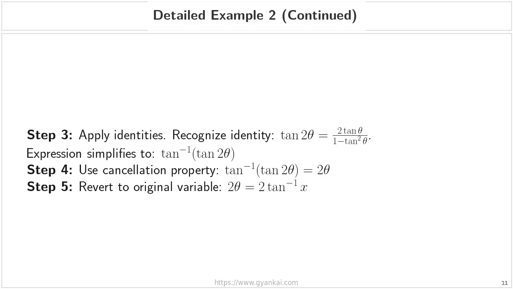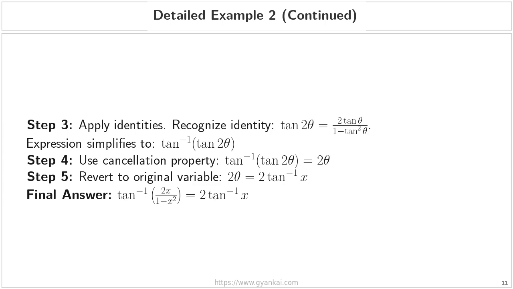Finally, in step 5, we must revert to our original variable. Recall from the start of this example that we substituted x for the tangent of theta, which implies that theta is equal to the inverse tangent of x. Therefore, our result of 2 theta becomes 2 times the inverse tangent of x.